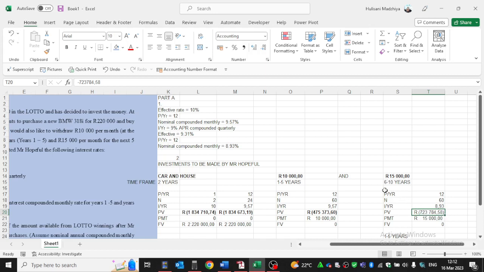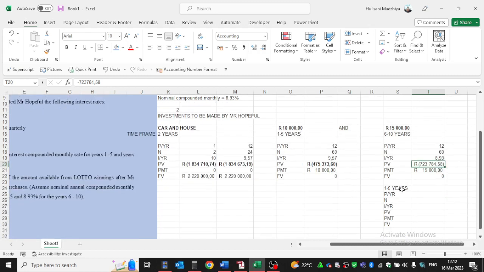So the question becomes, how much money should he be having today, under year 0, so that he can invest it for the period of 1 to 5 years, and that amount will equal 723,784 so that he can earn 15,000 on a monthly basis? Because we cannot say this is the amount that is going to be deposited today at year 0, whereas we have 5 years in between before year 6 and 10. So how much is the equivalent of 723 at the beginning of year 6?